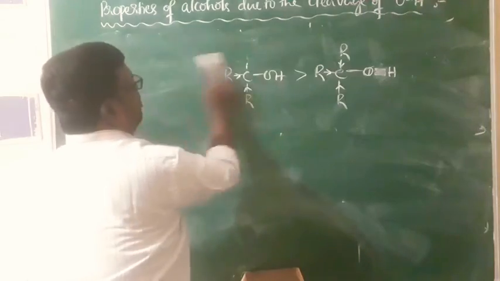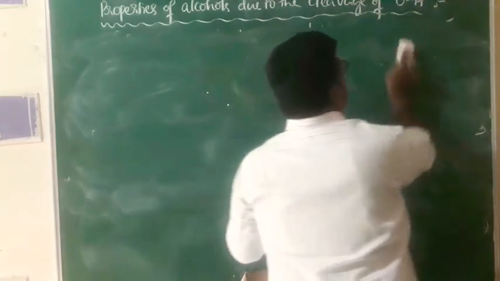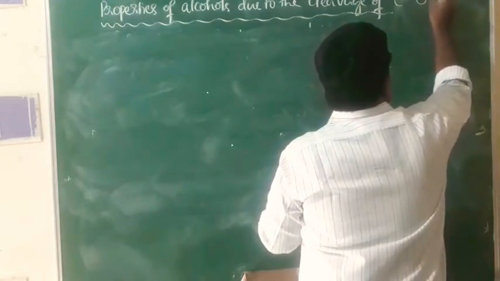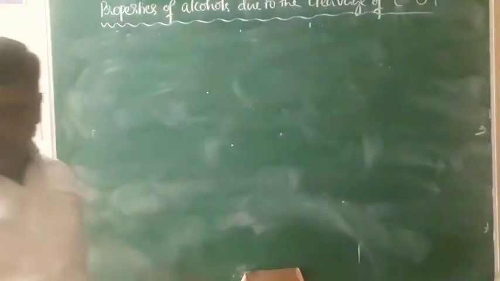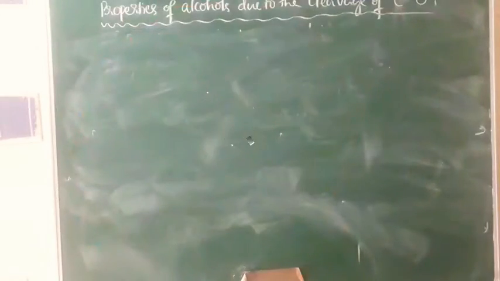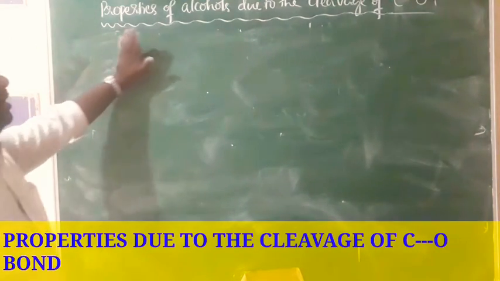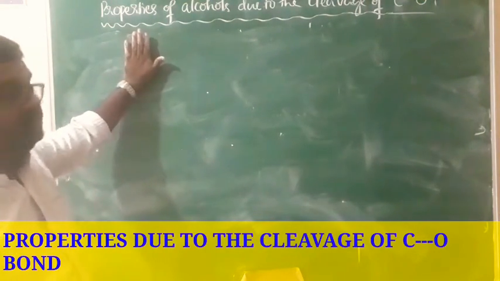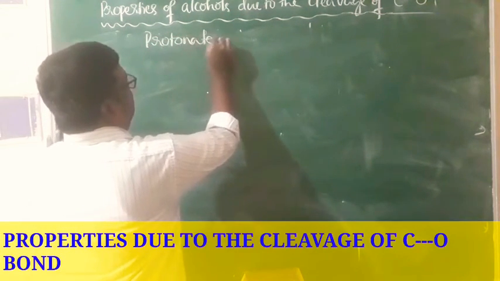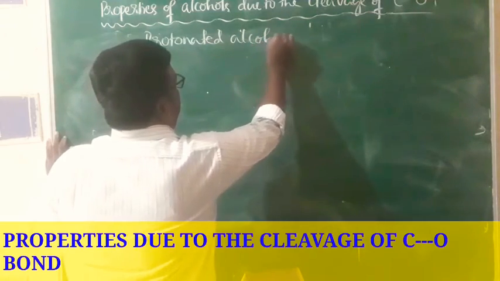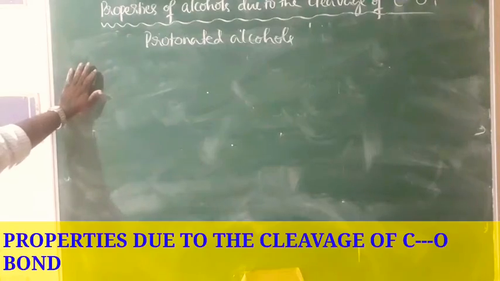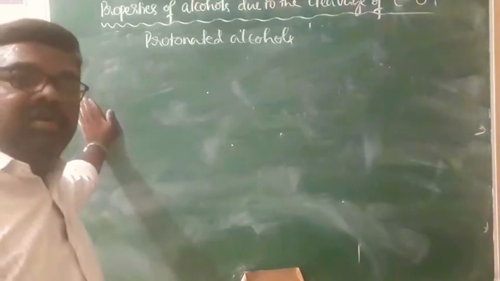So with that information, we'll go to the next topic, that is the chemical reactions of alcohols, the properties of alcohols due to the cleavage of the CO bond. Look here, in this type of reaction, generally we make use of protonated alcohols. Such reactions will be carried out by using protonated alcohols.